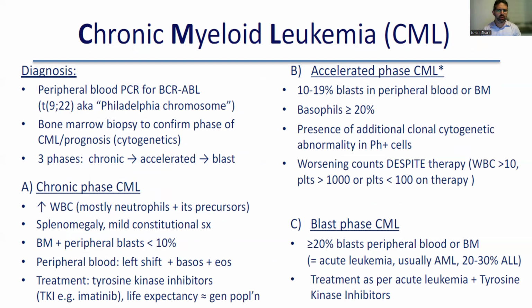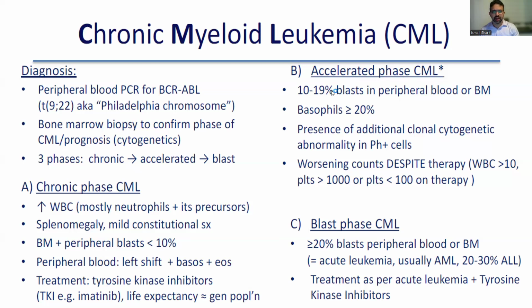CML, chronic myeloid or myelogenous leukemia. As we said, this is too many granulocytes. Those patients are Philadelphia chromosome positive, with the 9;22 translocation. This can be chronic phase, accelerated phase, or blastic phase. In chronic phase, those patients will have high white counts, splenomegaly, and constitutional symptoms, with blasts less than 10%, okay? Management for those patients is a tyrosine kinase inhibitor. Nowadays, those patients are doing much better with these treatments.